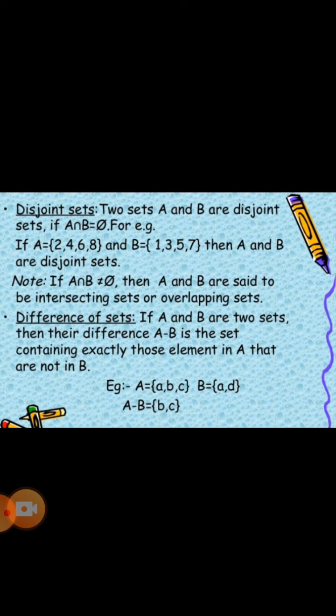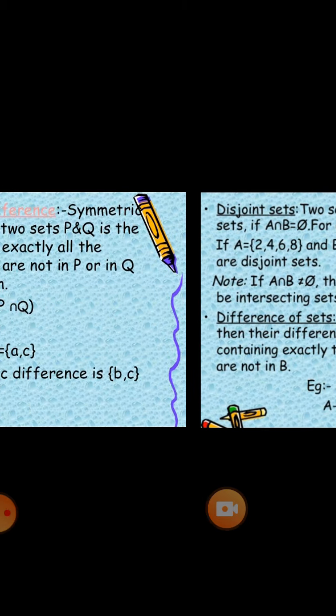The difference of sets is formed by all the elements in A that are not present in set B. We explain difference of sets.